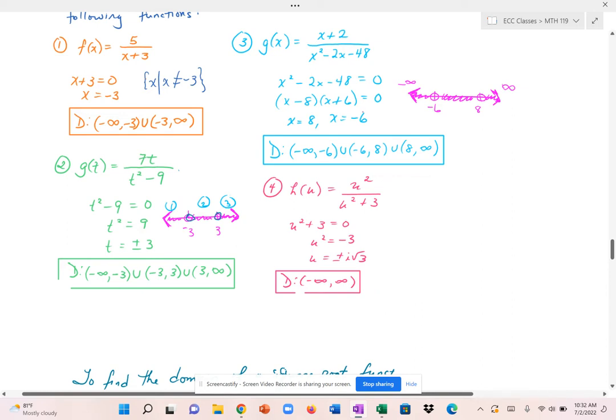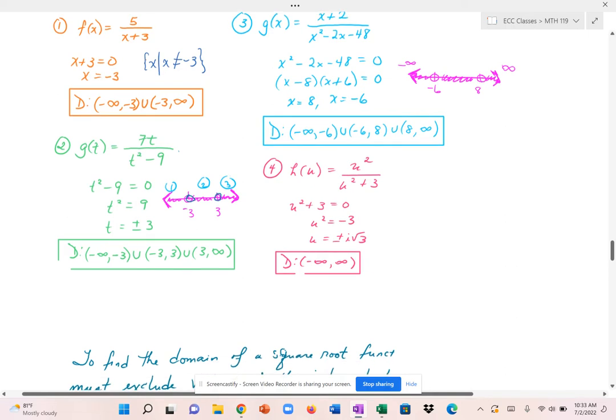Right? In all the other examples, I got real numbers as a solution, which is why they were omitted from the domain. But in example 4, the solution to the denominator equal to 0 was imaginary, which means there are no numbers that need to be restricted from that domain.